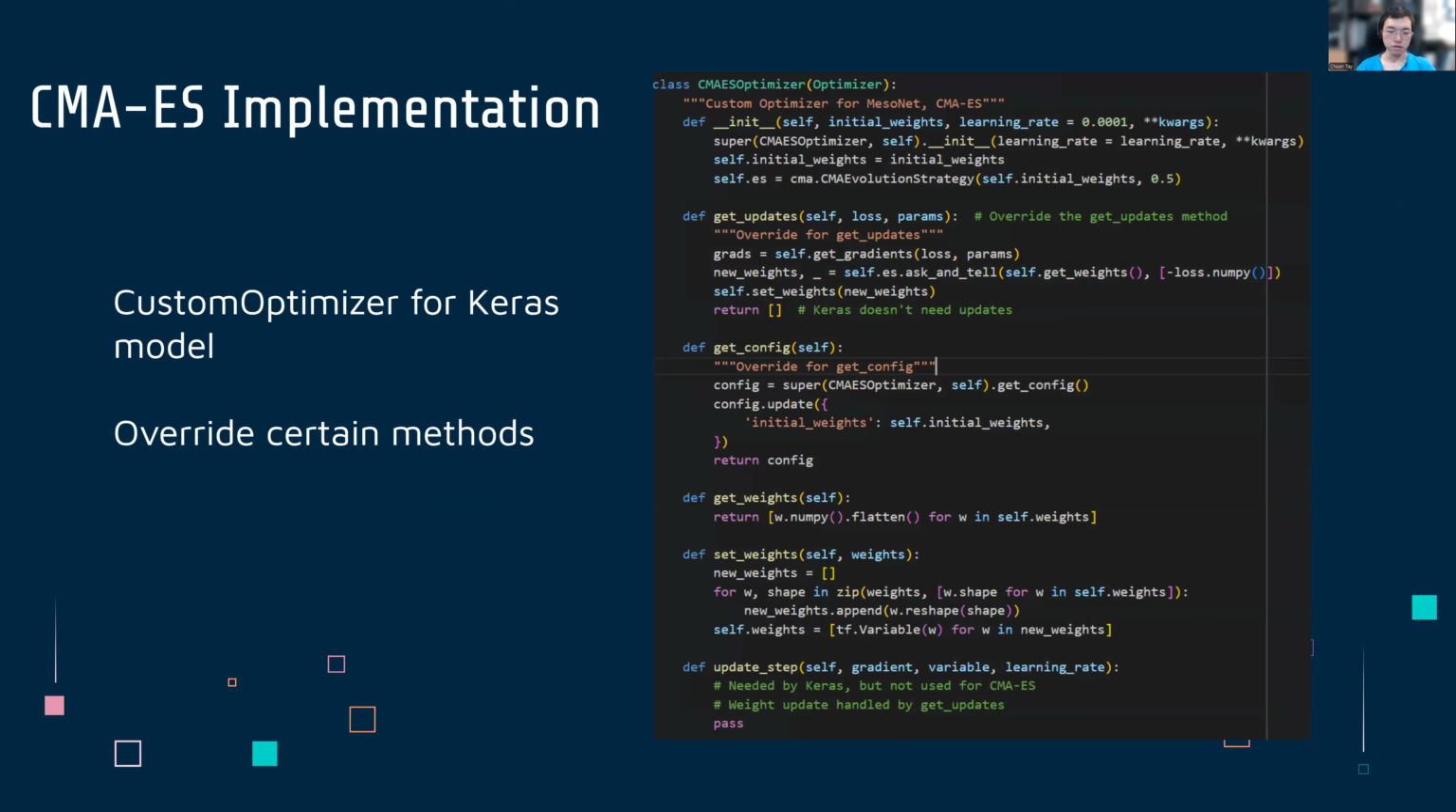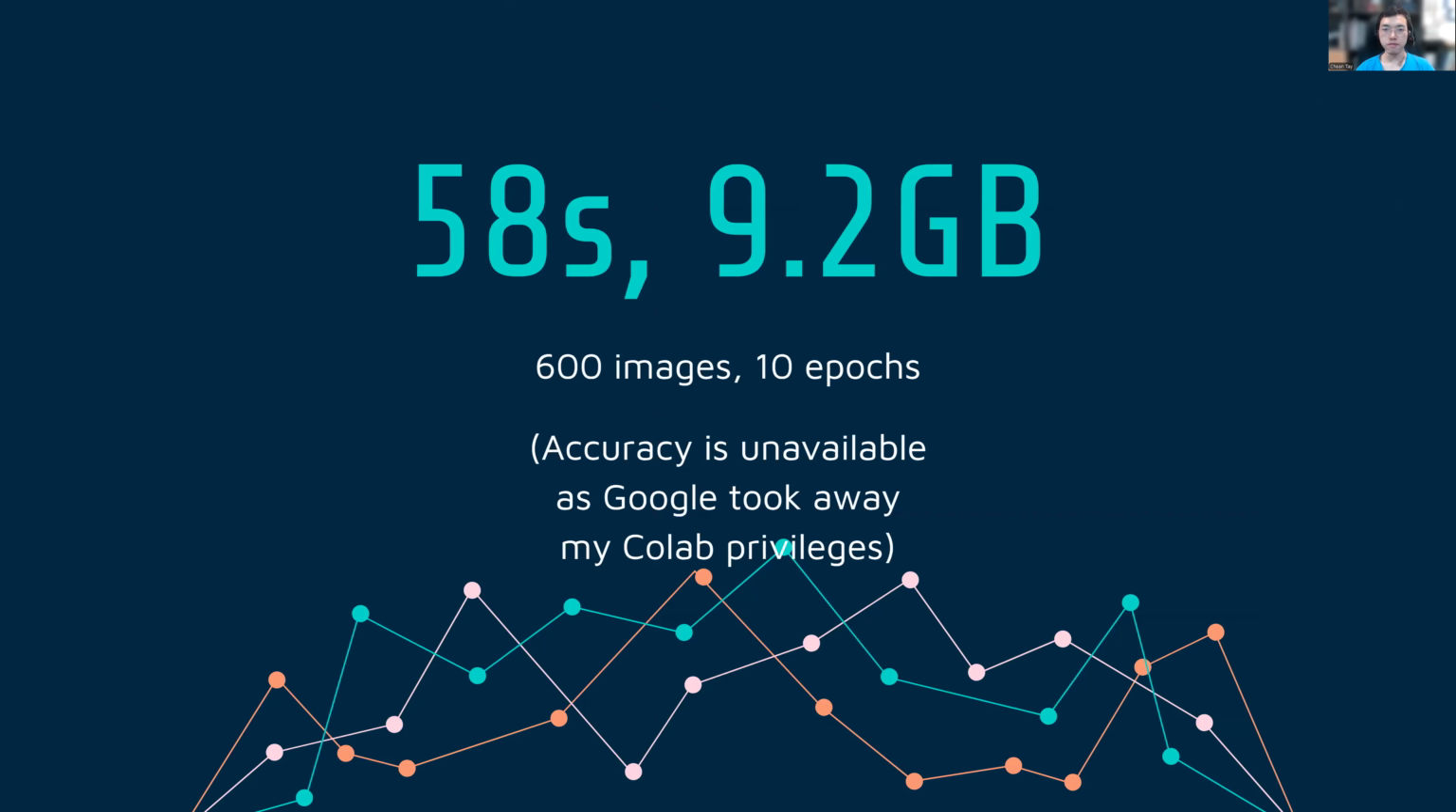Now, for the results. We have a whopping 58 seconds of runtime with an average of 9.2 out of 12.7 gigabytes of system RAM for the training process, using a total of 600 images, 300 fake, 300 real, alongside 10 epochs. Now, I would really like to show the accuracy of the model trained using this optimizer and see how it changes. But unfortunately, Google has had enough of me doing my assignment and decided that I shouldn't be allowed access to the runtime. But no matter, the runtime is what's important here.